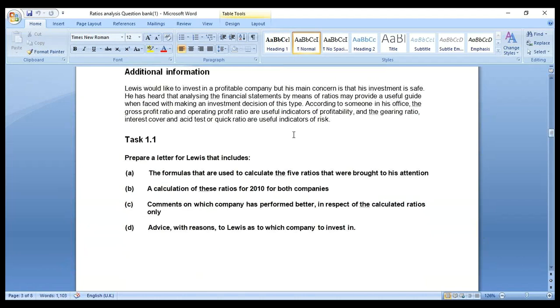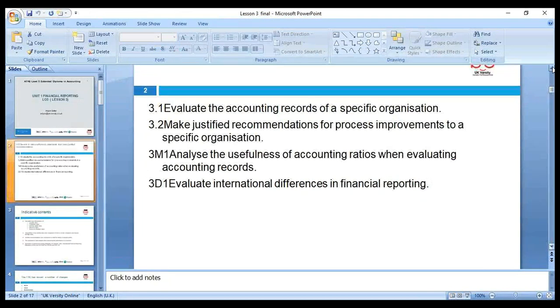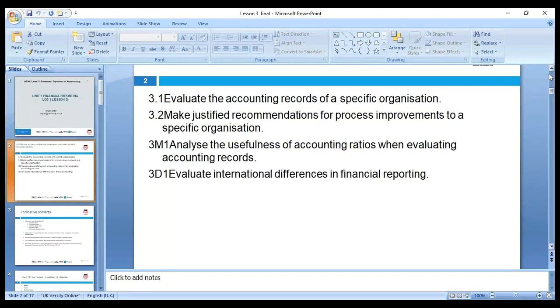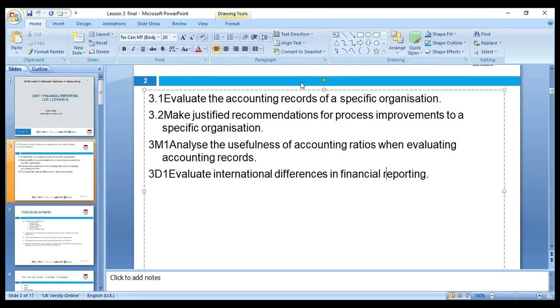Based on different formulas, we can calculate different ratios, further interpret them, and make decisions, which we will do later in today's lesson. So we will start now. Today's lesson is our LO3, which we will go through.